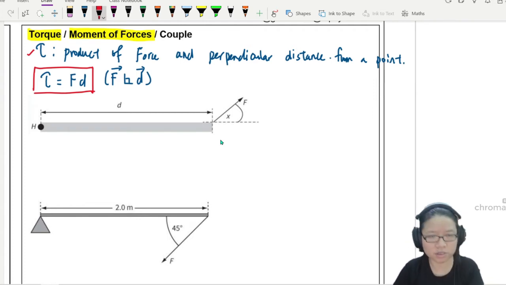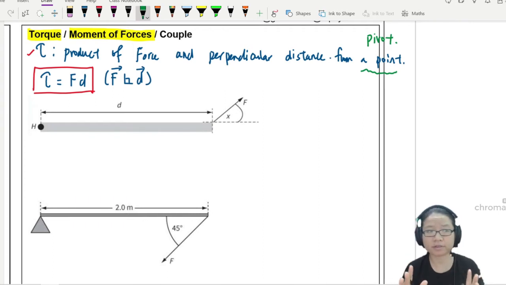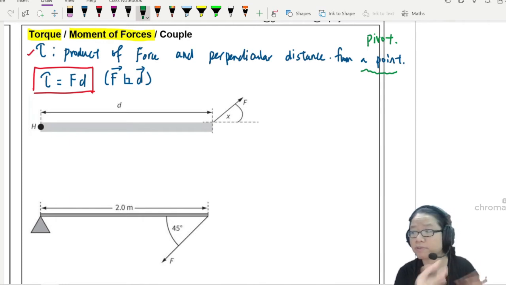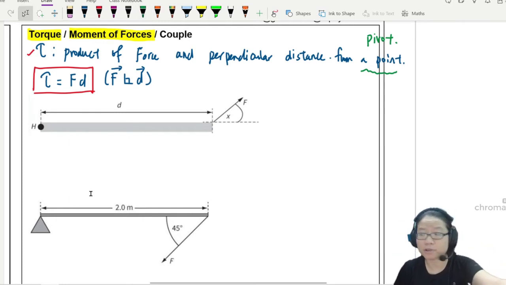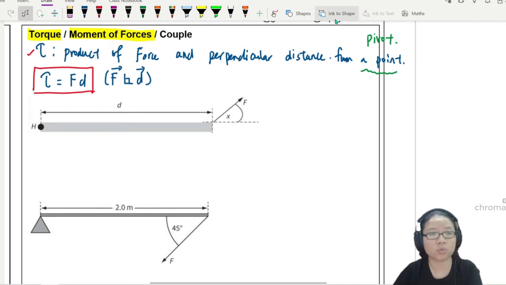You chill first. First things first, we need to look at the point. This point here is oftentimes the pivot. If you can identify the pivot, that would be helpful. So we're going to first choose a few examples where the pivot is super obvious. For example, this is a door. You will see that there's a hinge here, and for some reason I decided to pull the door with a force in this direction here.